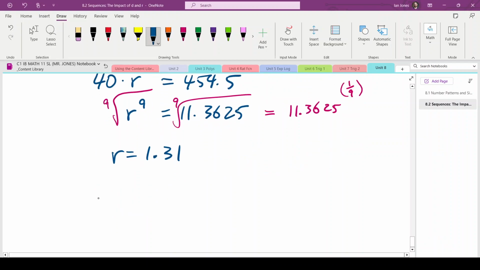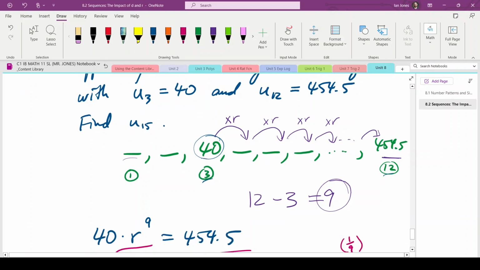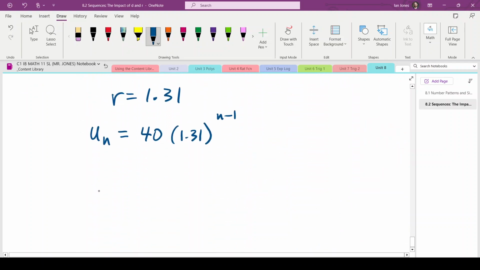And so now we can get the general form. Un is the first term, 40 times 1.31 to the n minus 1, and we can evaluate for whatever we want. If we're asked for u15, we just substitute in 15 and plug it into a calculator, and away we go. We get something.